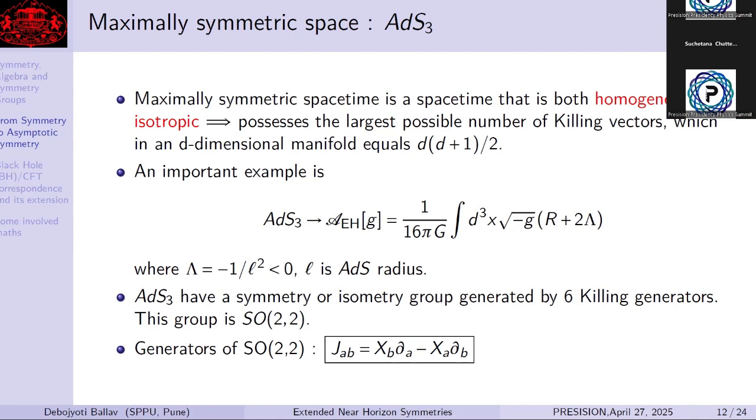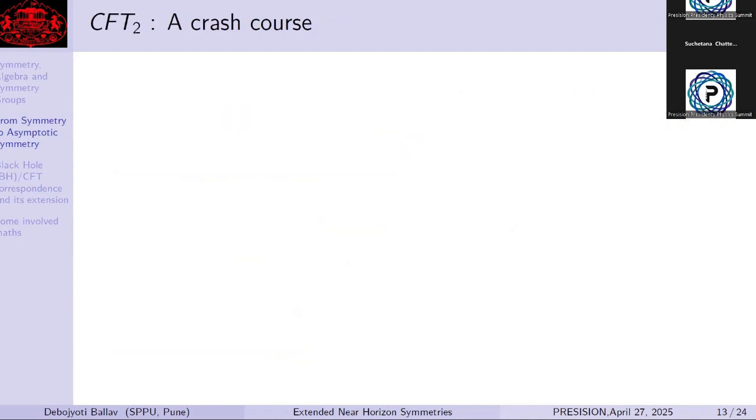Those generators are given by this relation, J_AB equals X_A del_B minus X_B del_A, where X is the position and del_A is like the momentum, some momentum kind of thing. Those generators generate the rotations and all those things in that space. So each and every geometry possesses this kind of symmetry group, and there are corresponding generators.